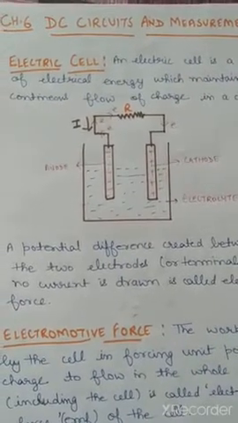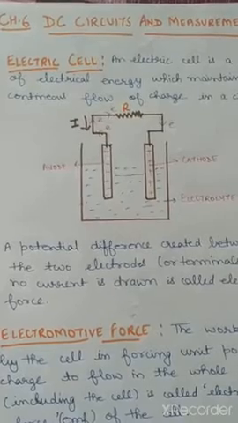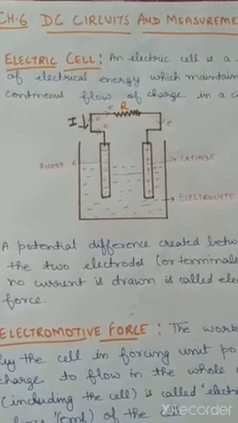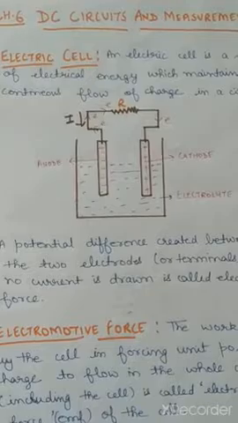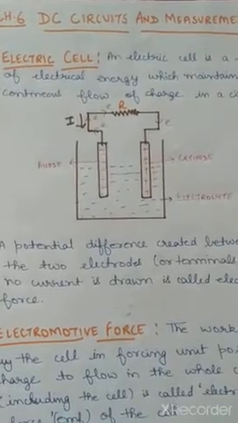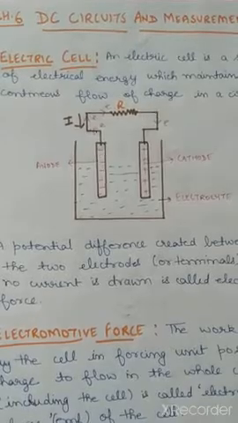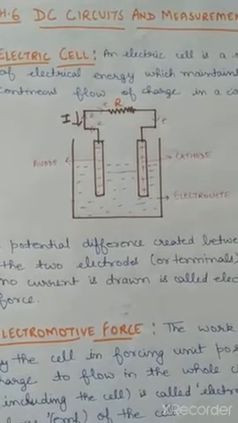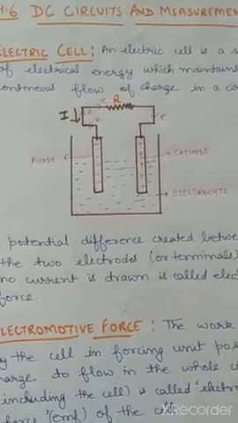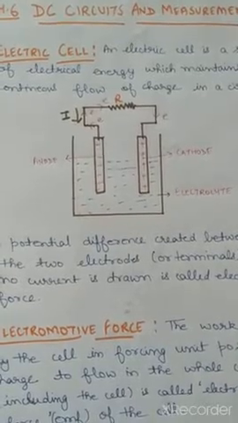So, DC circuits and measurement. First thing: there are two types of current, alternating current and direct current. So what are the sources of direct current? The first thing that comes to our mind is the electric cell, then we have the battery. All of those are sources of direct current.